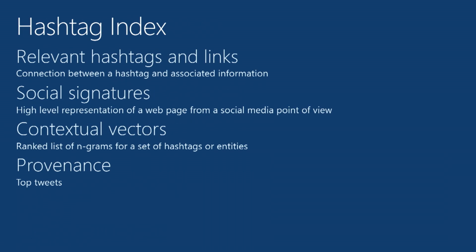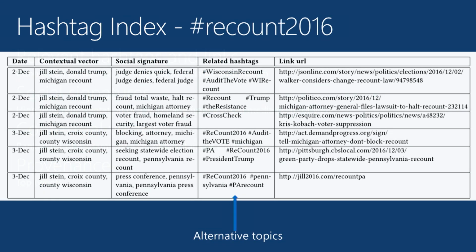Once we have this, the second part of the puzzle is to build a hashtag index. So it's just an index of hashtags and an explanation for those hashtags. It'll be like this. So we have the hashtag index, and then if you're looking at recount 2016, if we're looking at December the 2nd, which is the first entry, it's mostly about some issues going on in Wisconsin about the recount, and then hashtags audit the vote, Wisconsin recount, etc. If you go forward one day, the recount is in a different state, in this case, Michigan.